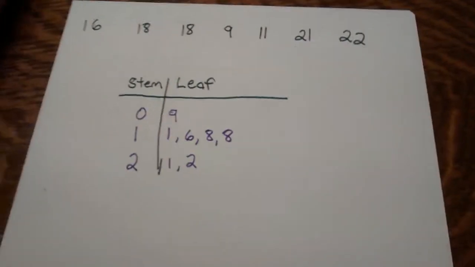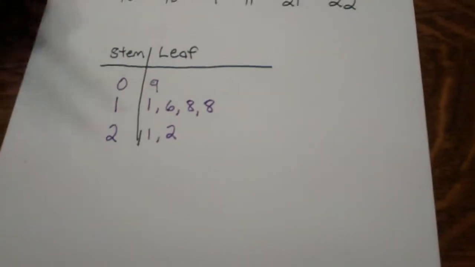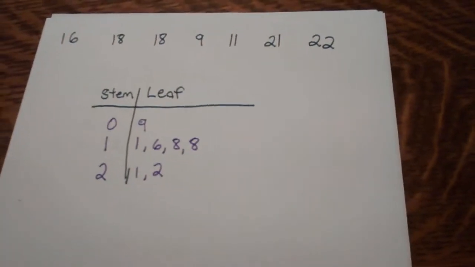And that is what a stem and leaf plot looks like. It's a nice way to organize information, and it'll help you out with intervals, which I'll show you next. I'll show you just quickly some other stem and leaf plots I created earlier.